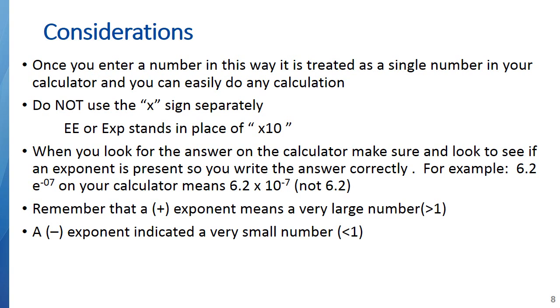Know what your calculator looks like. Know how an exponential number looks on your calculator. Obviously 6.2 and 6.2 times 10 to the minus 7th are not at all the same. 6.2 times 10 to the minus 7th is 0.00000062, way smaller. And again, just to keep in mind, a positive exponent is always a very large number, greater than 1, and a negative exponent indicates a small number, less than 1.